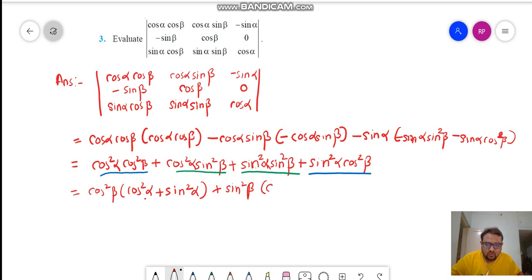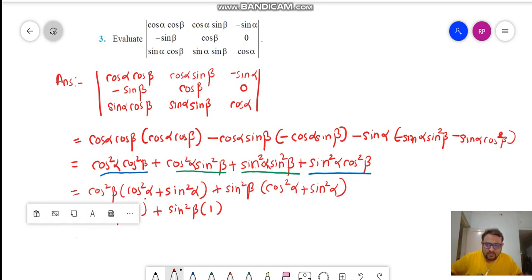So this will be equal to cos square alpha plus sin square alpha. So see here, this will be cos square beta into 1 plus sin square beta. Now this is also equal to 1 because of the identity sin square theta plus cos square theta. Again cos square beta plus sin square beta will be equal to 1. So this is our answer, right? Our answer is 1. Yeah, just note it down.